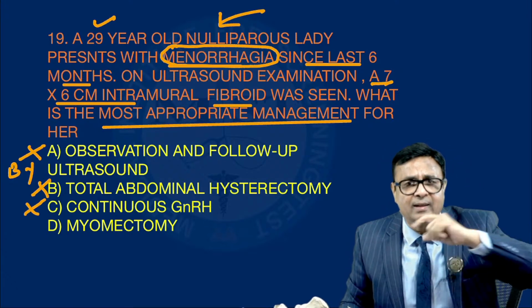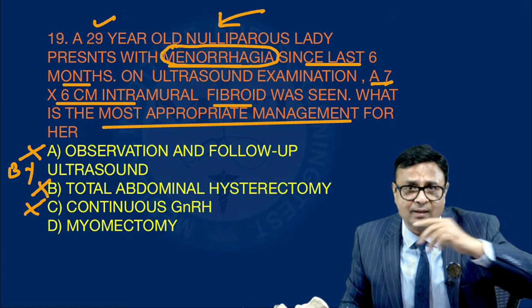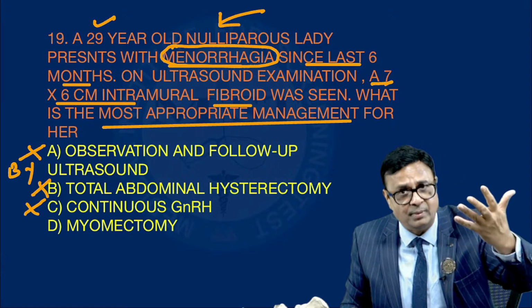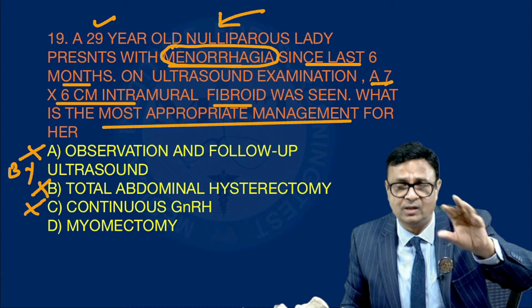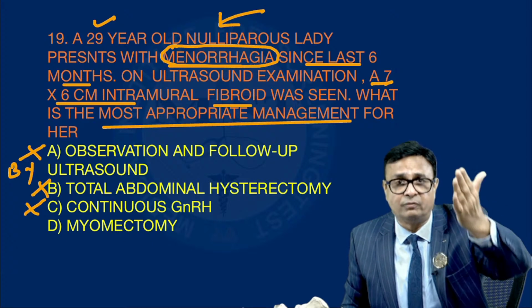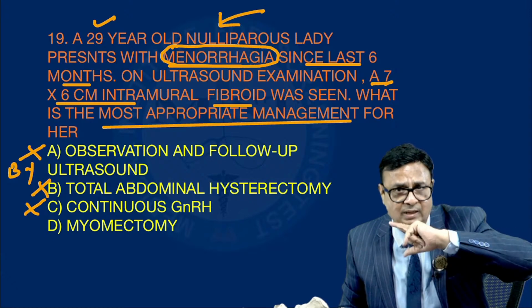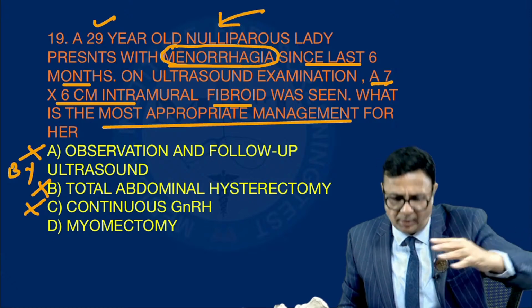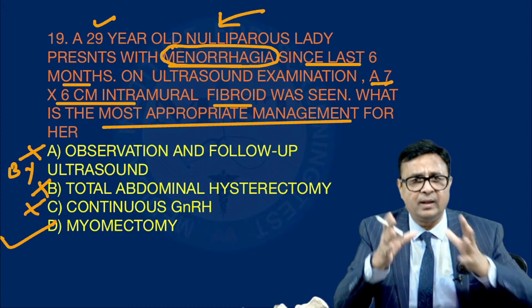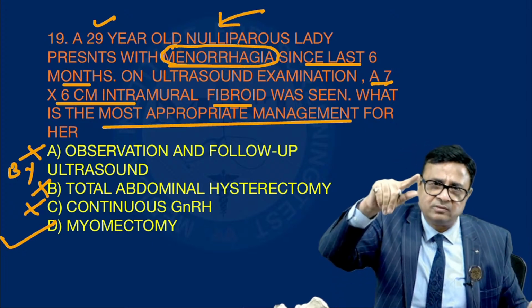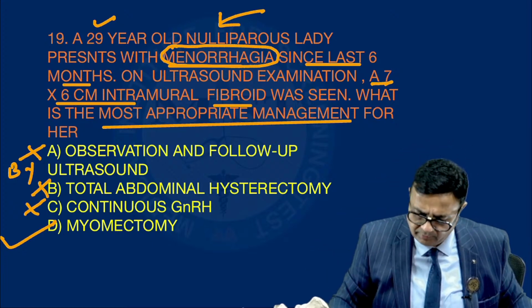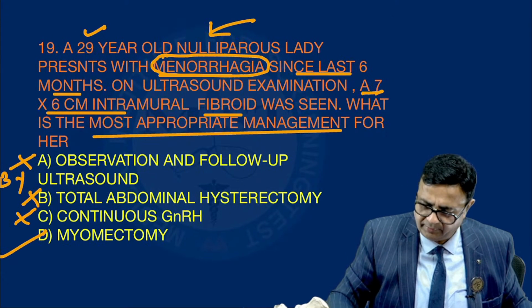There is no contraindication for surgery. Nothing like severe hypertension, severe diabetes, or contraindication for surgery, or unwillingness for surgery. If those words had been given in this question, then the answer would have been continuous GnRH. So it's ruled out. Myomectomy is the correct answer because she has symptoms and she is nulliparous. Fine.